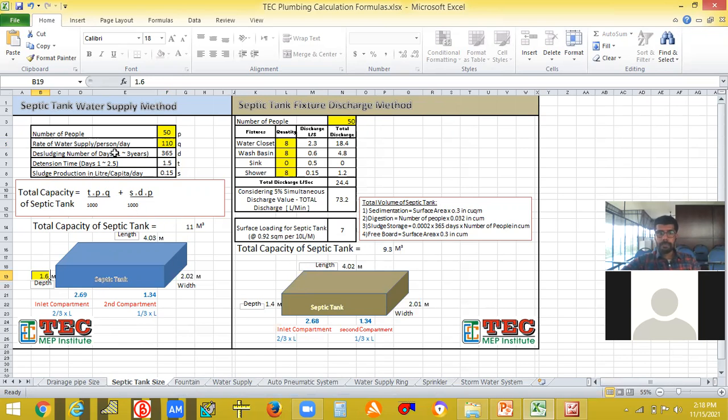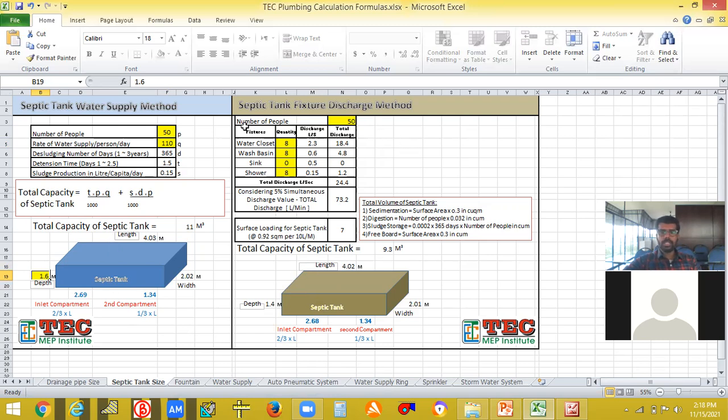So this is the septic tank designing by water supply method. Okay, it's very easy. Just give the values here, the number of people and the rate of water supply per person per day, or liter per capita per day, which means how many liters of water a person is using for flushing purpose. Okay, that's the meaning of it. So easily you can find out this answer.